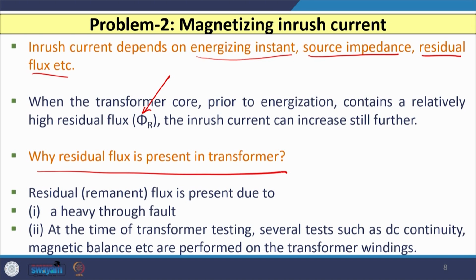Now, the question is why residual flux is present in the transformer. The reason is that residual flux is inside the core of the transformer maybe because some heavy through fault occurred, or when we test the transformer, we know that several tests are carried out like the DC continuity test or magnetic balance test. These tests are performed on the winding of the transformer. For performing these tests, we need to externally inject DC current, and because of that the residual flux inside the core of the power transformer is significant and increases the magnitude of inrush current.